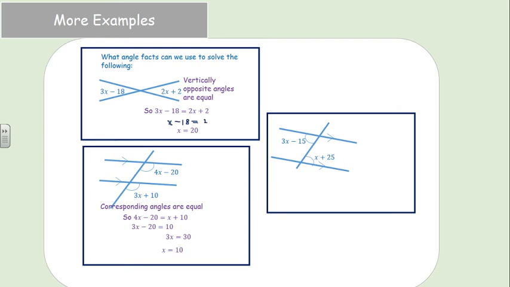Another example, they're equal again. So take away the smallest x, gives you 2x instead of 3x. Then the numbers stay the same. Then you need to get rid of that minus 15, so you add it on to get 40. So 2 times something is 40, so it's got to be 20.